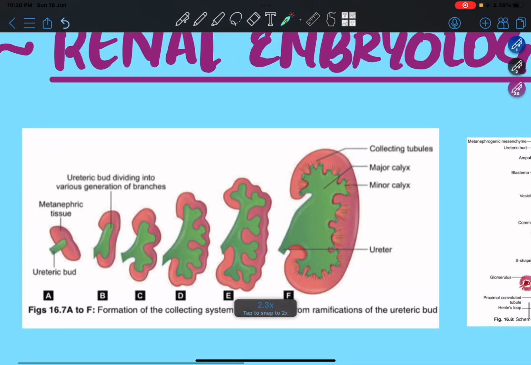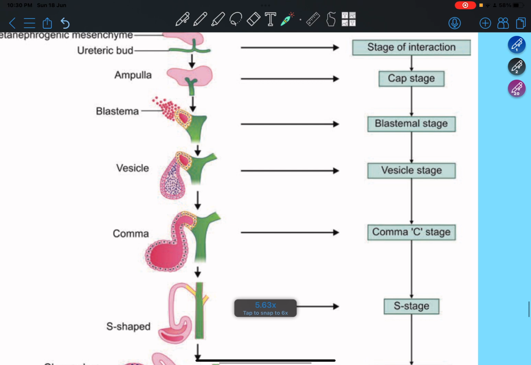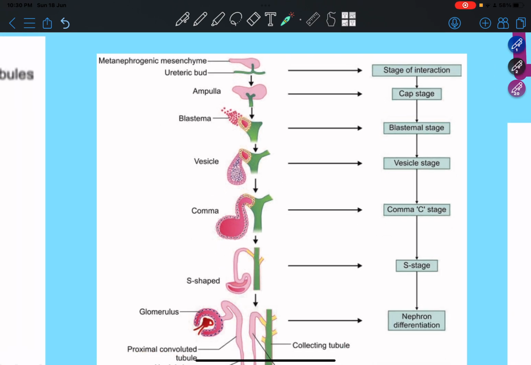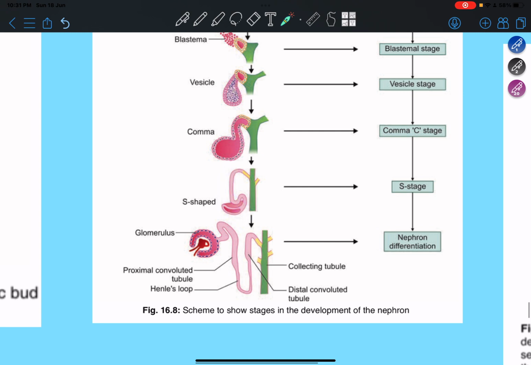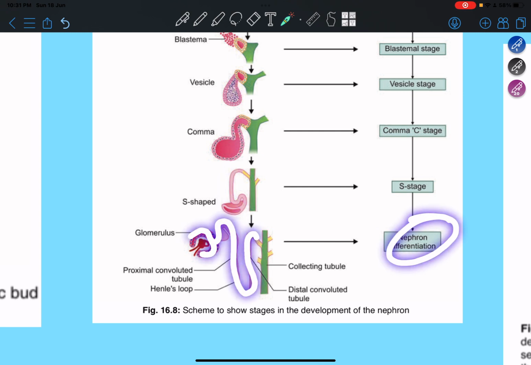So how does that happen? Here it is. Again, this is too much detail, not required, but we'll just read it out. So eventually it's the stage of interaction. Both of those interact. Ampulla is formed, then cap stage, no need. So basically different changes are happening. Blastema is forming, vesicle is forming, comma shape, then S shape, and eventually we have a nephron, right? With the Bowman's capsule, PCT, loop of Henle, DCT.